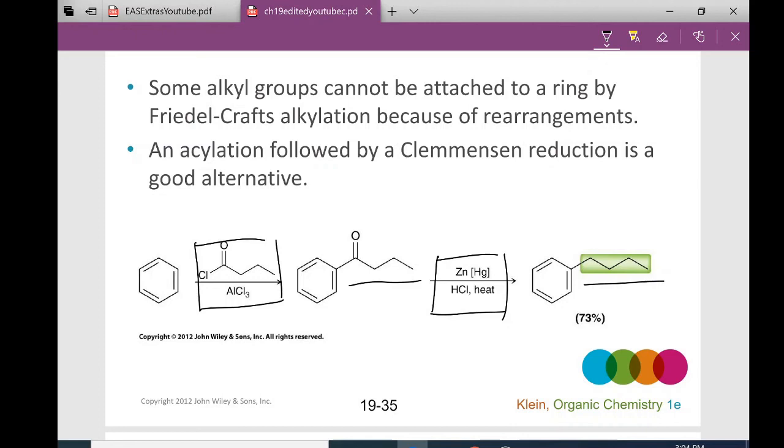And by the way, the acylation is called a Friedel-Crafts acylation instead of a Friedel-Crafts alkylation. So an acylation followed by a Clemmensen reduction, I'll just say reduction, is a two-step process for adding an alkyl group that would otherwise rearrange onto the ring without rearrangements.